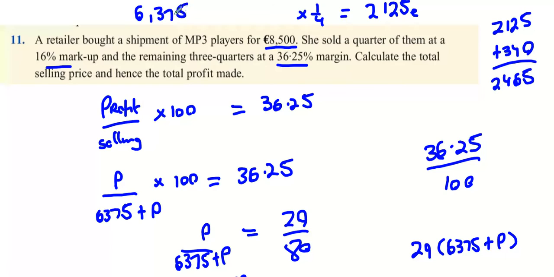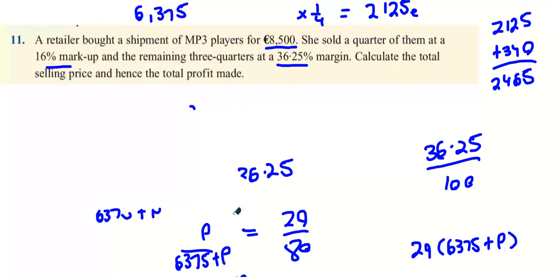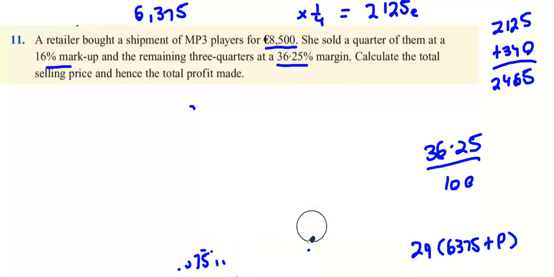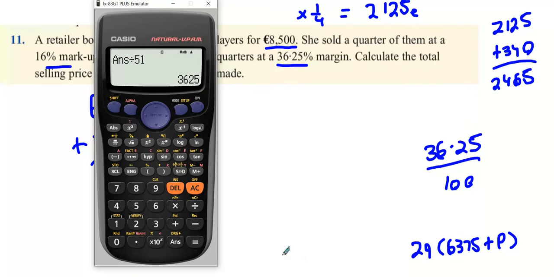Now, you originally had 6,375 euros worth of MP3 players. You sold it for a profit of 3,625. Add both of them together, I think we're going to get 10,000. You sold them for 10 grand.